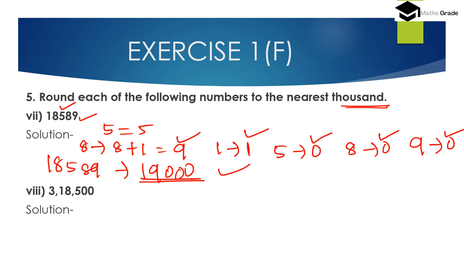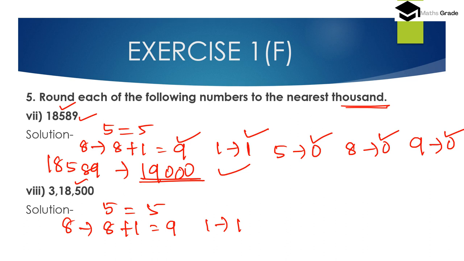Now 8th bit, 318,500. When we round up this number 318,500 to the nearest 1000, we first look at the hundreds digit. Here the hundreds digit is 5, and 5 is equal to 5. So we have to add 1 to the thousands digit. Here the thousands digit is 8, 8 changes to 8 plus 1. 8 plus 1 is 9, and the next digit 1 stays 1 only.